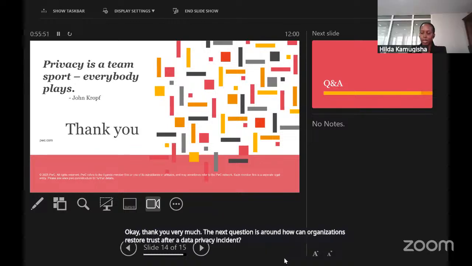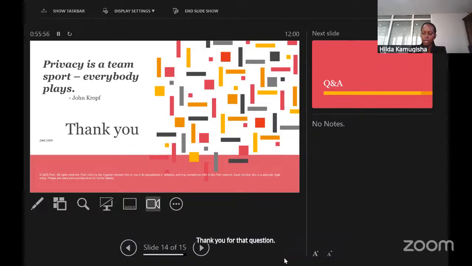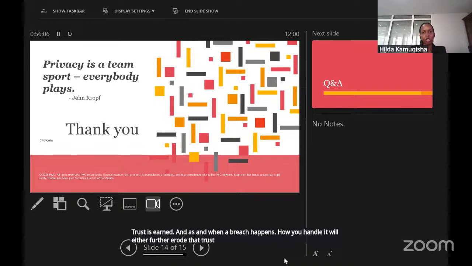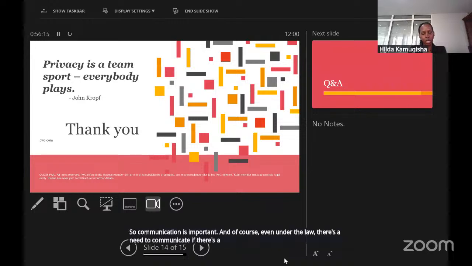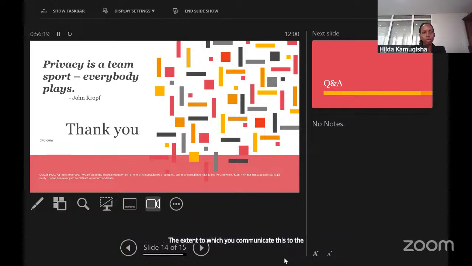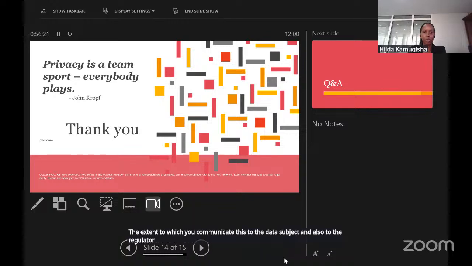Okay. So thank you for that question. Trust is developed, trust is earned, and as and when a breach happens, how you handle it will either further erode the trust or build it. So communication is important. And of course, even under the law, there's a need to communicate. If there's a breach or an exposure, the extent to which you communicate this to the data subject and also to the regulator is important.